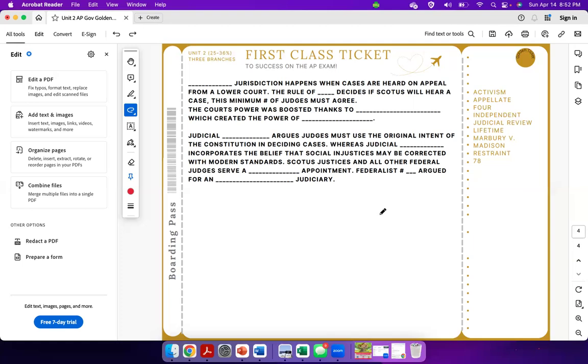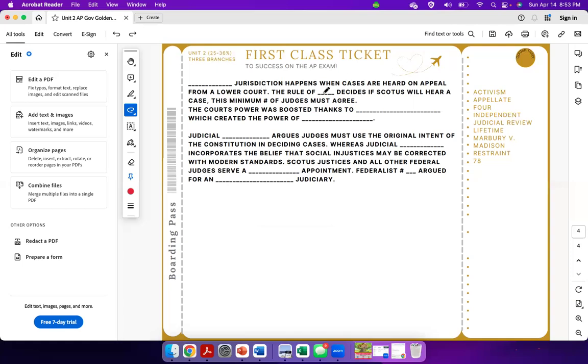In a given year, there's probably 1,000 or more cases that are appealed to the Supreme Court. I don't know if you remember, but the Supreme Court's going to take probably less than 100 of those. So like 10% or so, and probably even less than 10%, are ever actually heard by the Supreme Court. So again, appellate jurisdiction happens when cases are heard on appeal from a lower court.